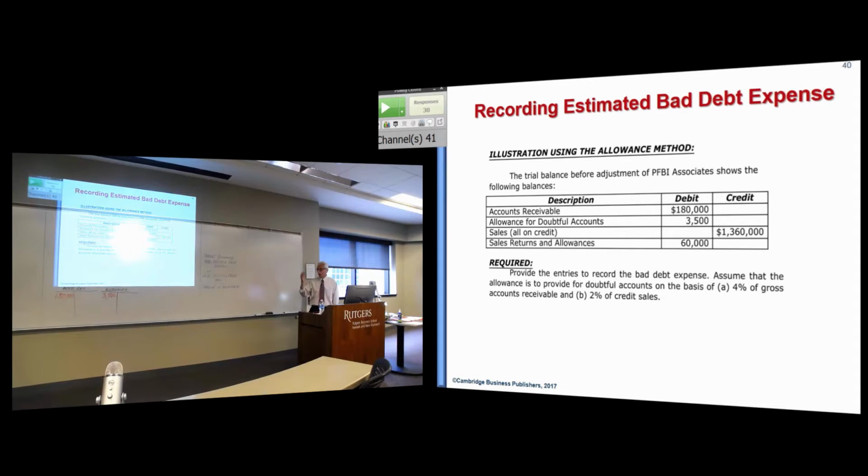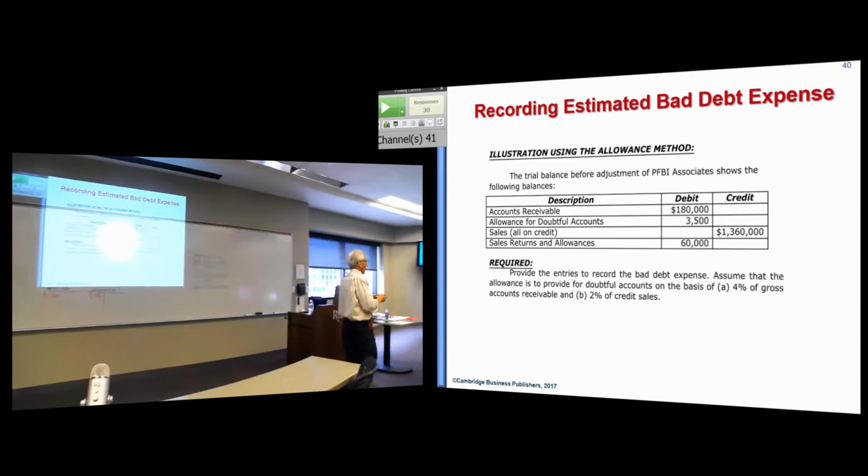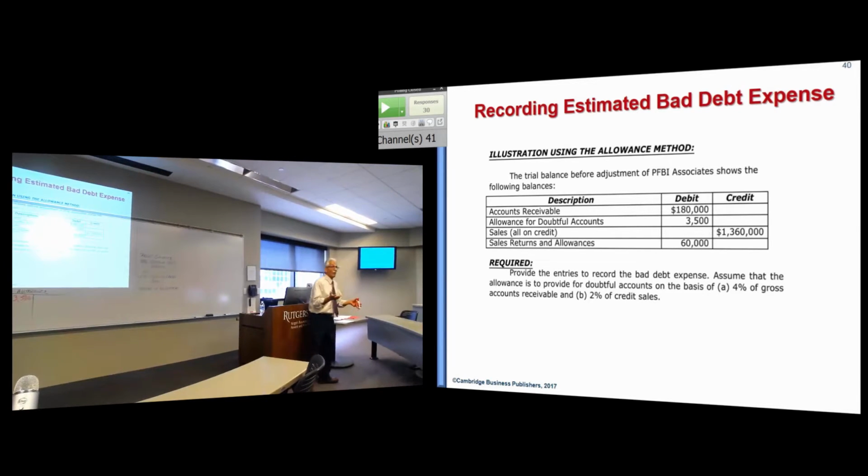We've covered the idea that now you're going to possibly have to make up for that underestimation this period. We also have sales on credit, 1,360,000, and 60 sales returns and allowances. We're going to use net credit sales, but I just want to let you know that you could see sales returns and allowances. Sales returns we talked about today.